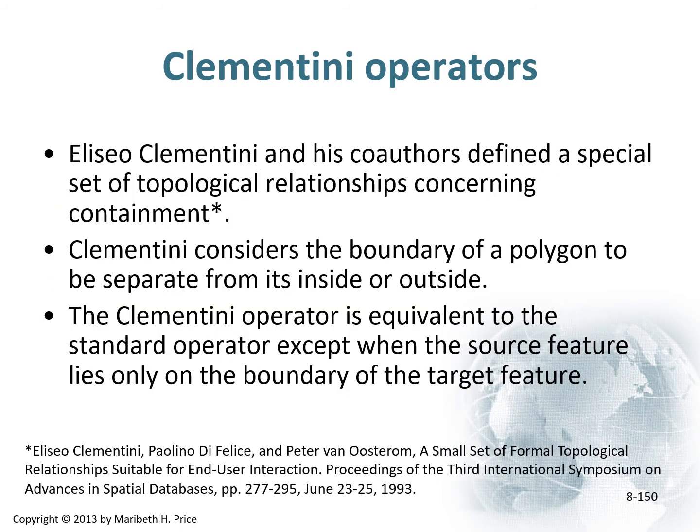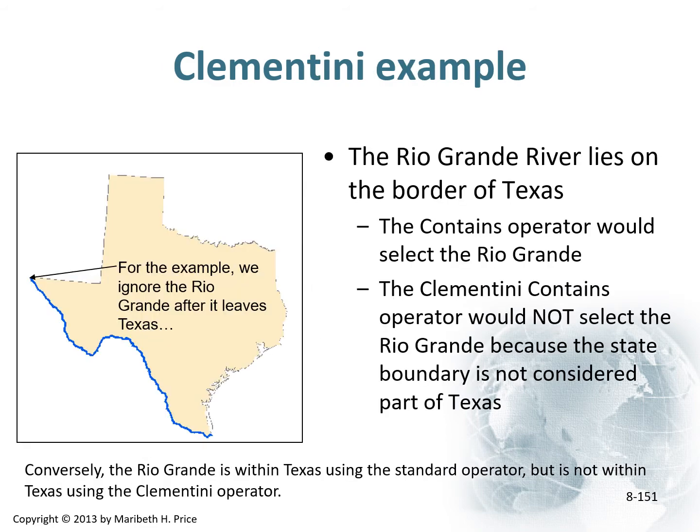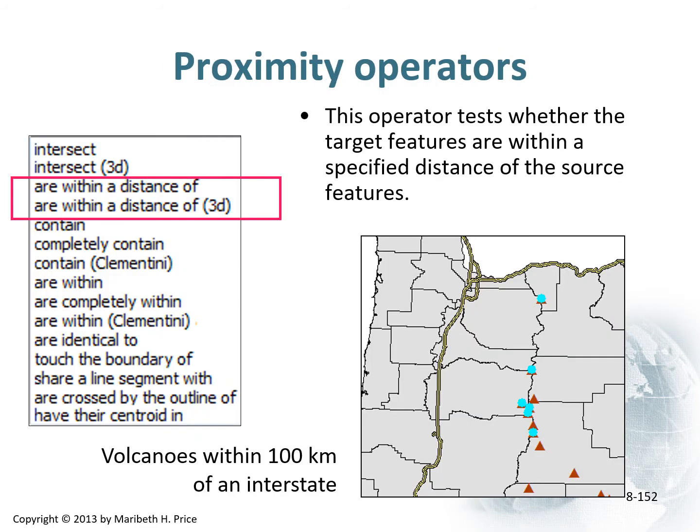Clementini. Alessio Clementini and some other folks thought of this special condition where the outside border of a polygon is also not part of the polygon. It's weird. It shows up once in a while. If you ever have a situation where you need to not have included the boundary of the polygon, then you want to remember Alessio Clementini and his special set of operations. More proximity examples.